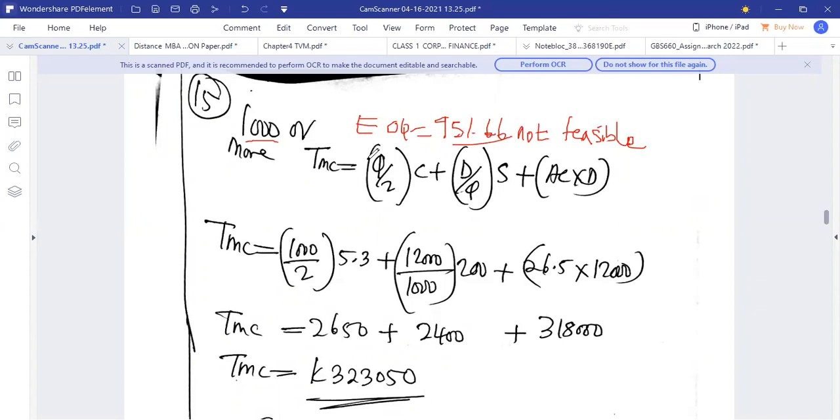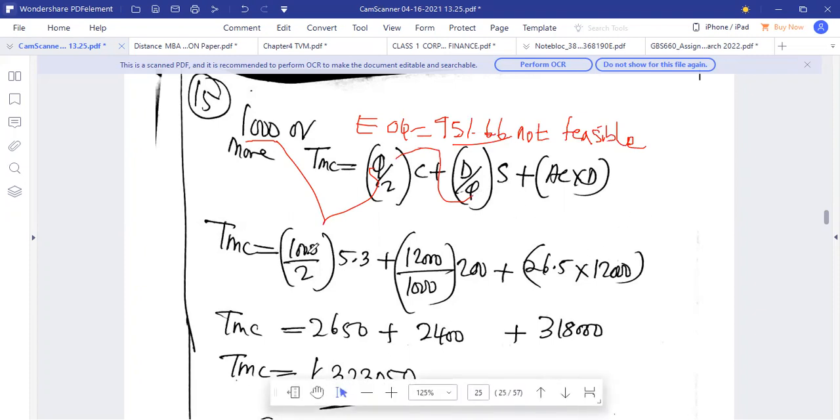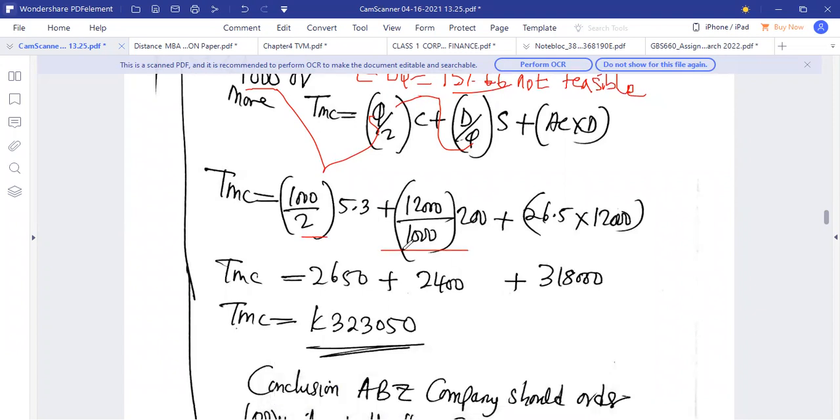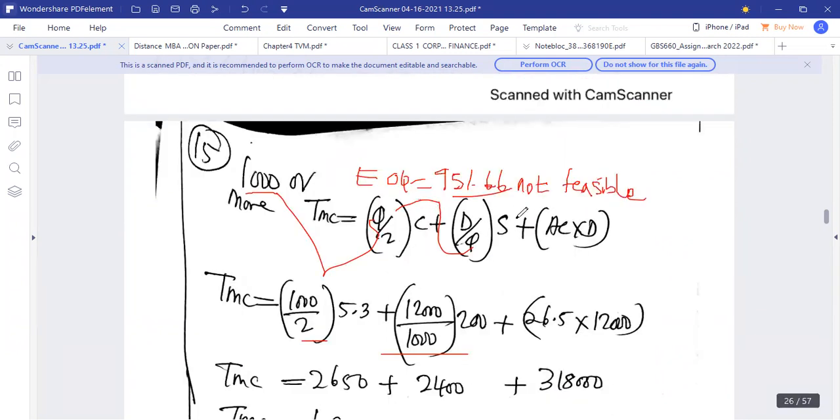So we are going to put the 1000 here as our Q, on this Q. This is where the 1000 is coming from, and the carrying cost is 5.3. We're getting this one. Since we are just forcing it, these are not supposed to be the same, because we are using the EOQ which is not feasible.